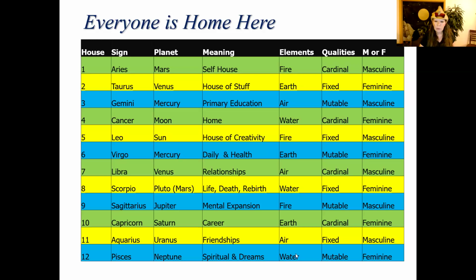Oh, again, with the earth and water, the beach or the mud. Yep, the beach or the mud. But they're both mutable signs. So they have an understanding of each other and they're both feminine.